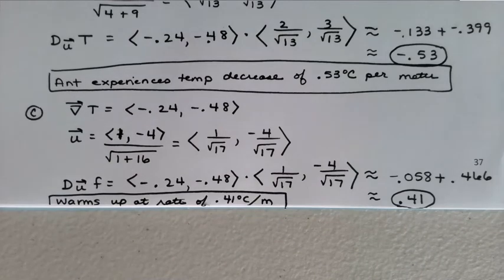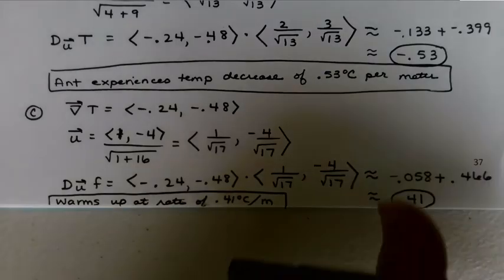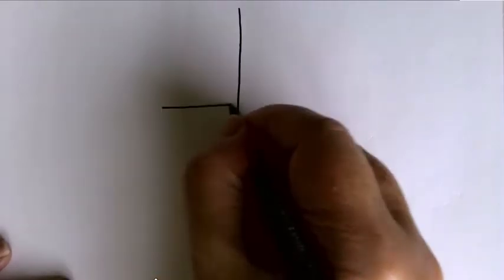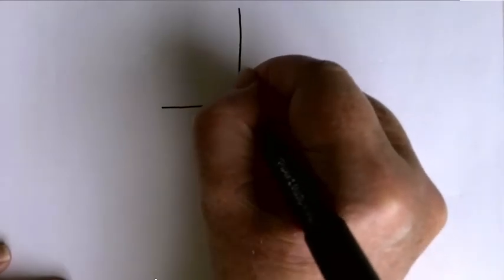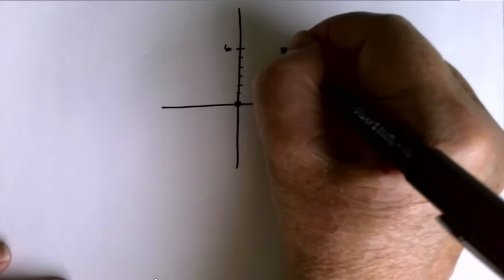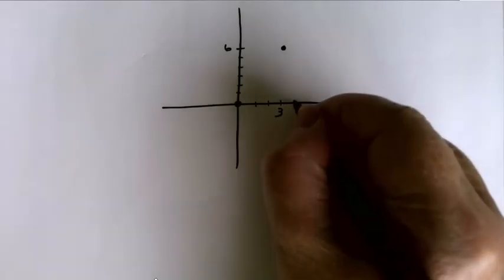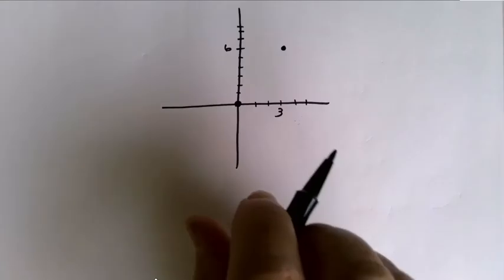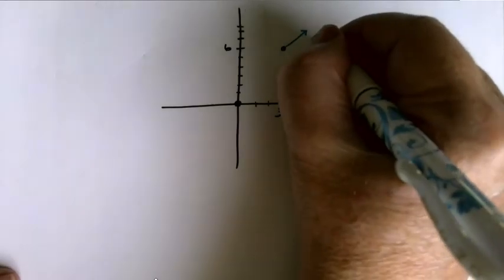I want to take just a really quick look at the geometry of this problem, because I think the cooling down here and the warming up there should make sense if we think about this. Remember that we had a heat source right at the origin, right? So here's my heat source. This ant is at the point 3, 6. So it's right there. And the first problem said that it crawled in the direction 2, 3. So it went over 2 and up 3. Meaning it went this way, in the direction of the vector 2, 3.